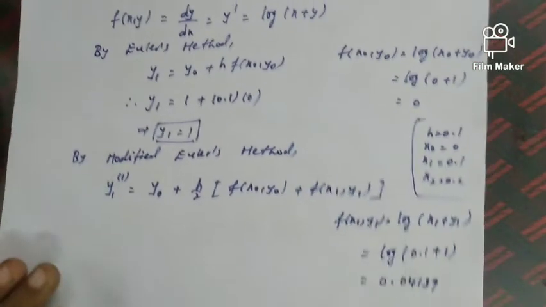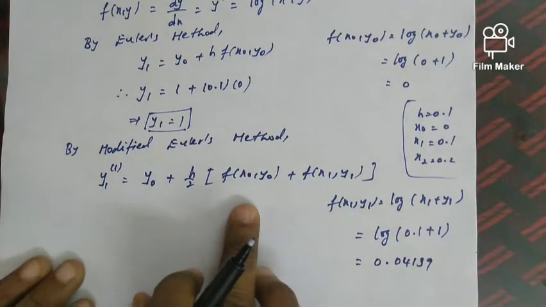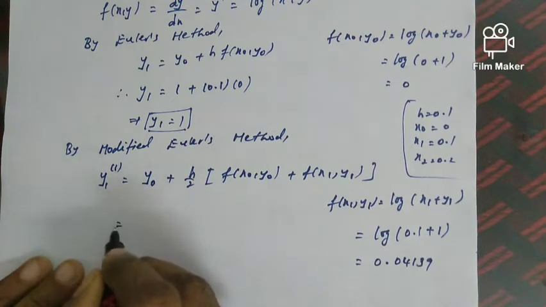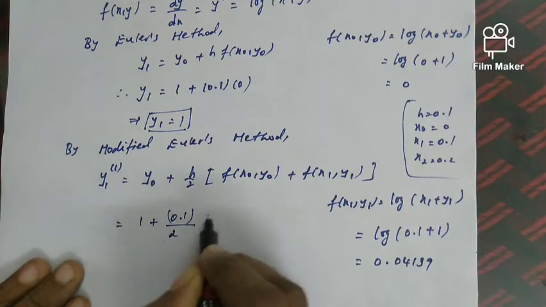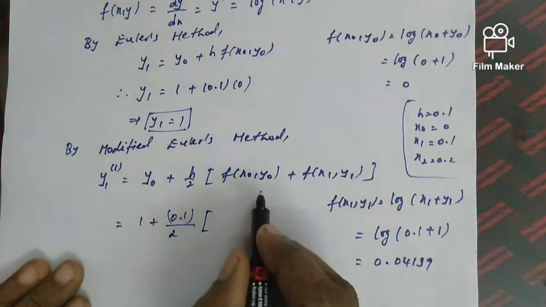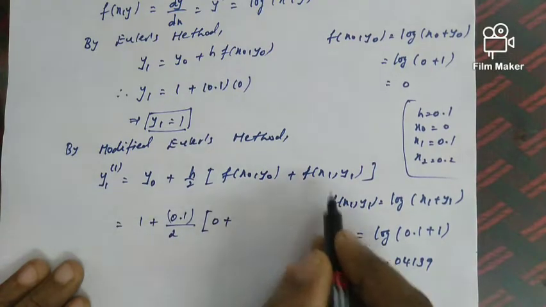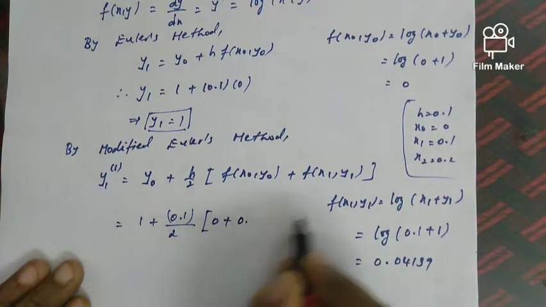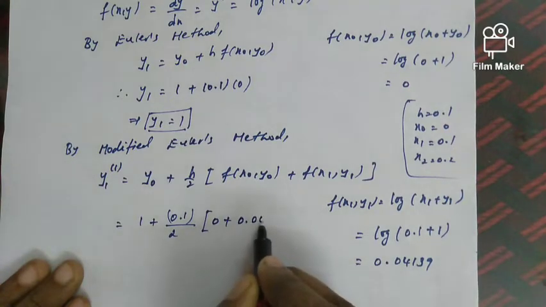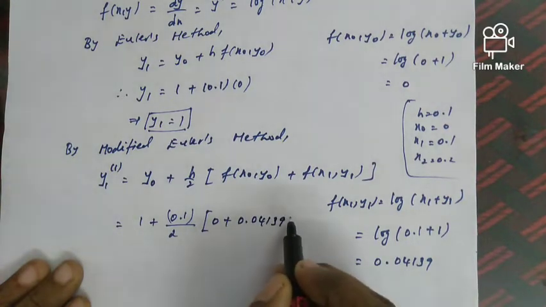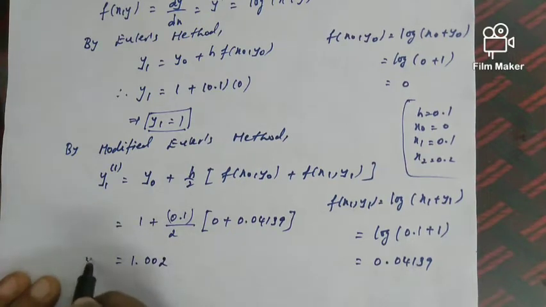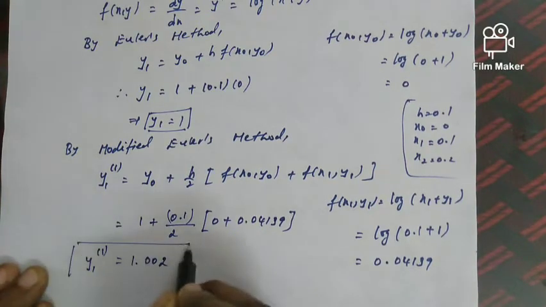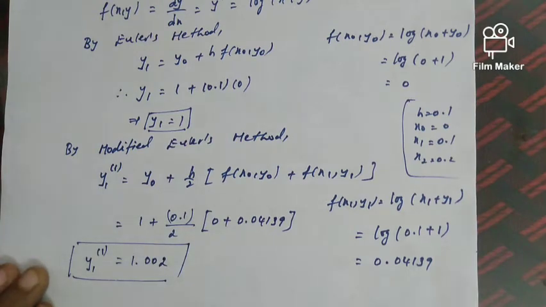Using calculator you can get the value of f of x1 y1 as 0.04139. Okay, so substituting all the values here we can get the first iteration value of y1. So y naught is 1 plus h is 0.1 by 2 into f of x naught y naught, which is 0, plus f of x1 y1, that is 0.04139. Okay. So using calculator you can get the value of y1 as 1.002. This is the first iteration value of y1.